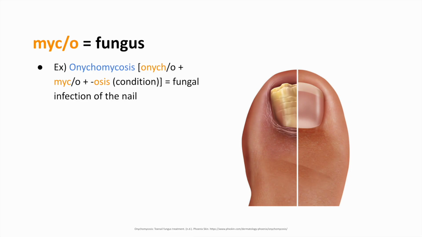But yeah, if it's infected, usually it looks like a yellow toe with a very deformed edge. That's how you tell someone has onychomycosis.